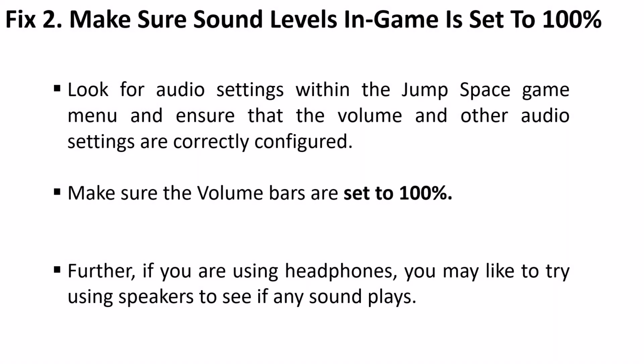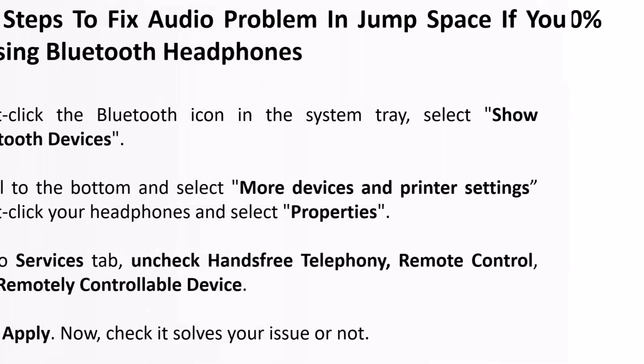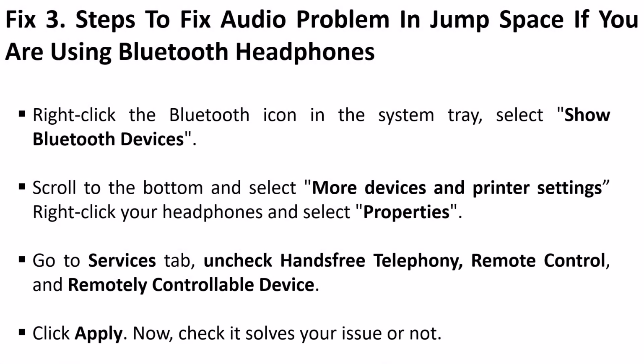Fix 2. Make sure sound level in game is set to 100%. Look for audio settings within the Jump Space game menu and make sure that the volume and other audio settings are correctly configured. Make sure the volume bars are set to 100%. Additionally, if you are using headphones, then you may like to try using a speaker to see if any sounds play. Now if you are using Bluetooth headphone, then here follow the steps.